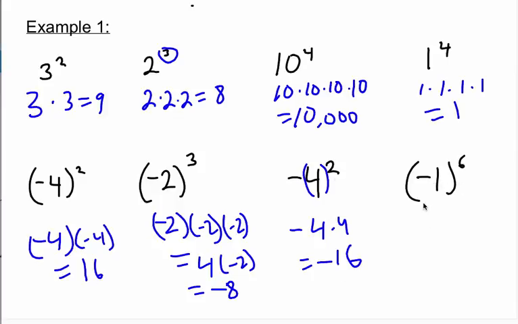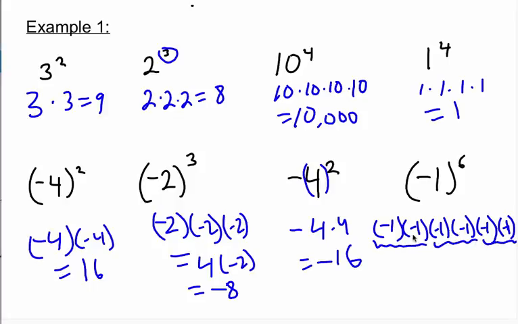And now negative 1 to the power of 6. Well, I know if it's an even power, I'm always going to get a positive answer because it's going to be negative 1 times negative 1 times negative 1 times negative 1 times negative 1 times negative 1. So if I've got an even number of these things multiplied by each other, then I'm going to get a positive answer because negative times negative is positive, negative times negative is positive, negative times negative is positive. So I have positive 1 times positive 1 times positive 1 is just 1.